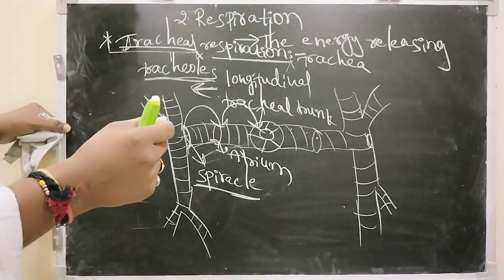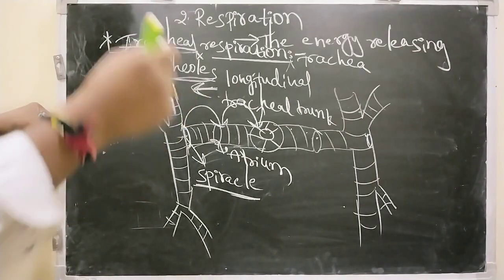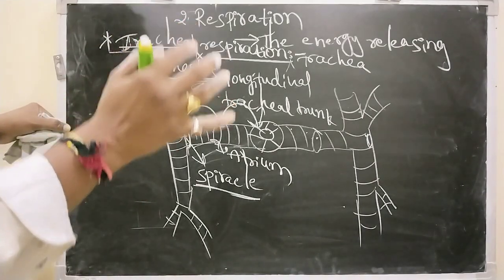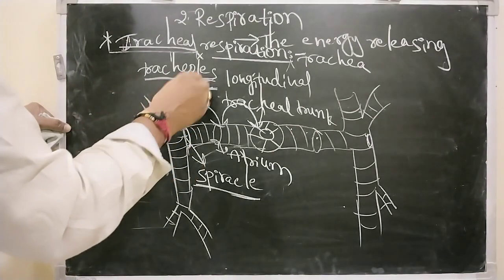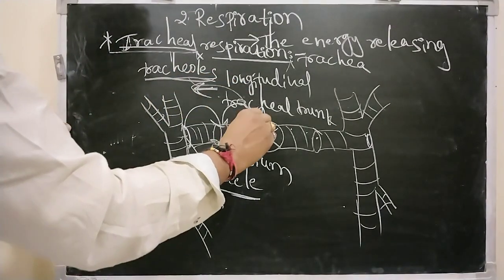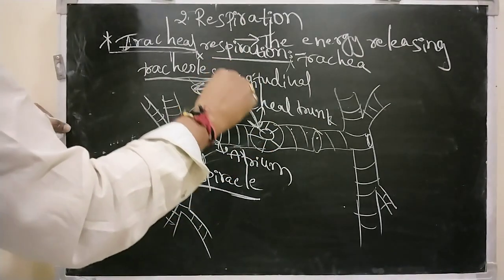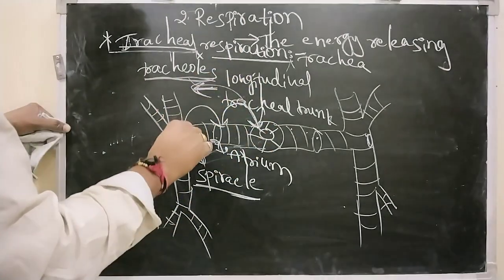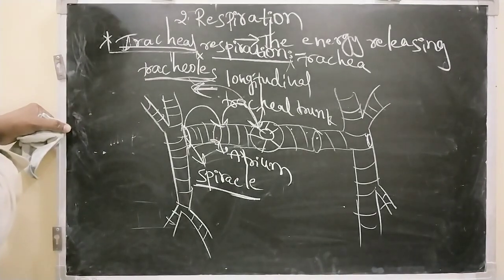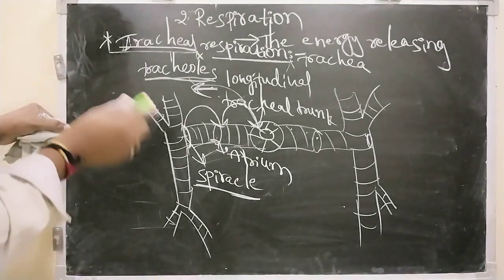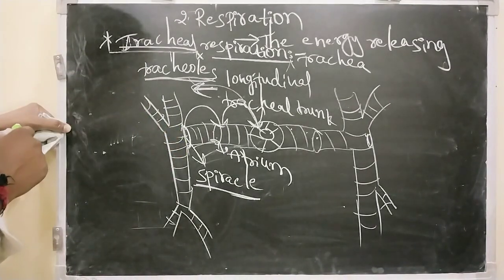And when the cockroach performs exhalation, the body size of the cockroach decreases. Immediately the carbon dioxide from the tracheoles enters into the longitudinal tracheal trunk. From there to the atrium, from the atrium to the spiracles, the air containing more carbon dioxide is sent outside. This process is called diffusion.